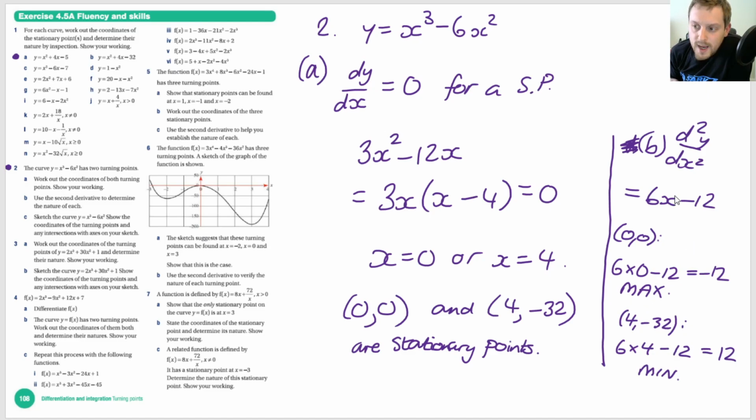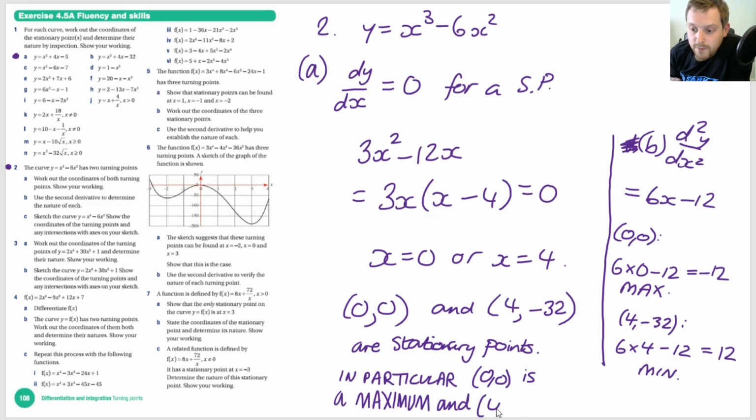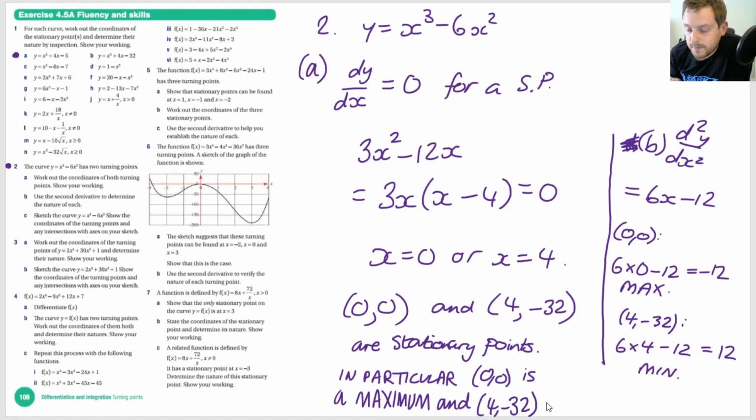Okay, so this was the second derivative of 0 and the second derivative of 4. When I use 0, I got a negative, so it's a maximum. And when I put in 4, I got 12, which is positive, so it's a minimum. So these are stationary points. So actually, in particular, 0, 0 is a maximum, and 4, minus 32 is a minimum.